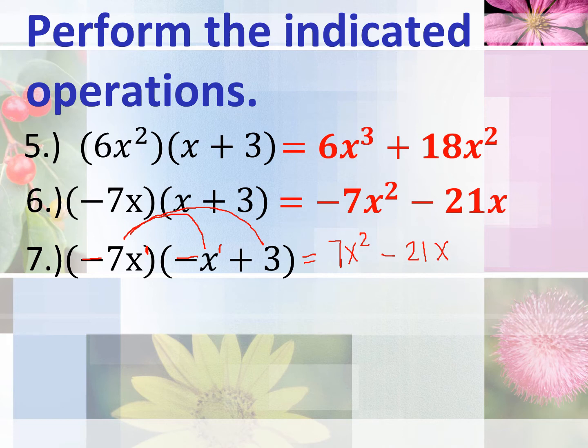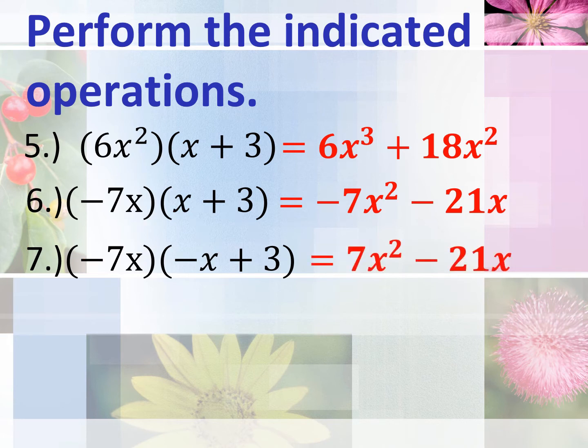21x. Dahil parehas, hindi pala parehas. Dahil negative yung 7x at saka positive yung 3, kaya magiging negative yung final answer. And then, copy na lang natin yung x dahil wala namang variable dun sa 3. So, ang ating final answer is 7x squared minus 21x.